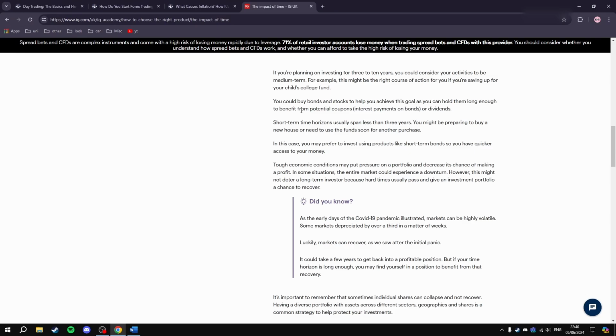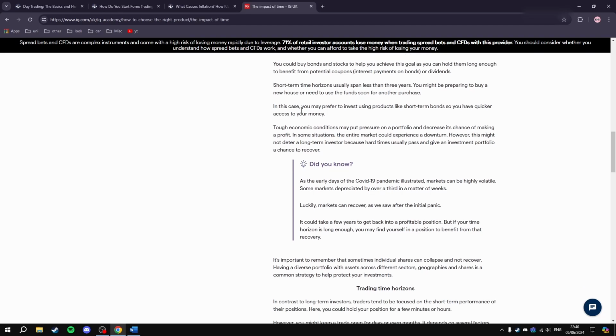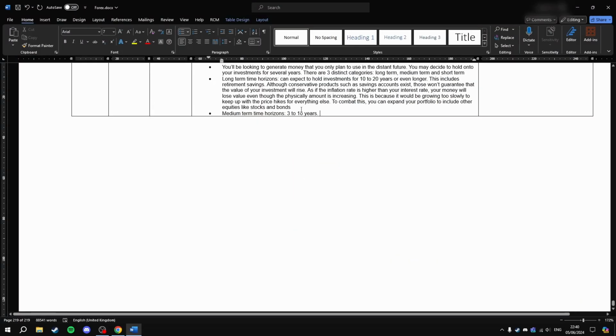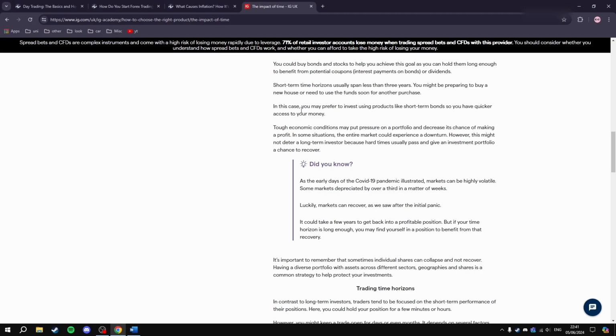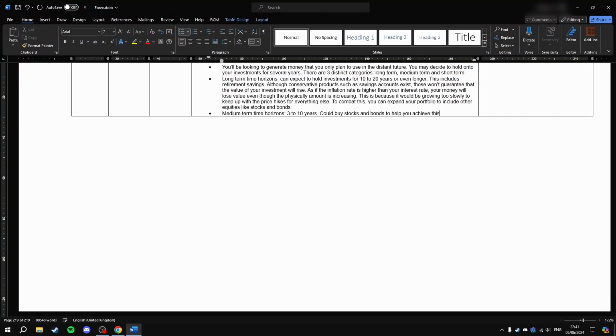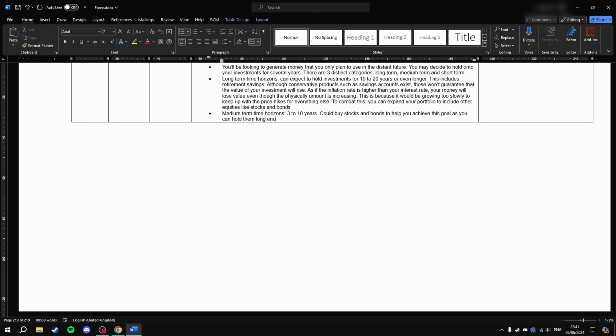For example, this might be the right course of action if you're saving up for your child's college fund. You could buy bonds and stocks to help you achieve this goal, as you can hold them long enough to benefit from the potential coupons, interest payments on bonds, or dividends.